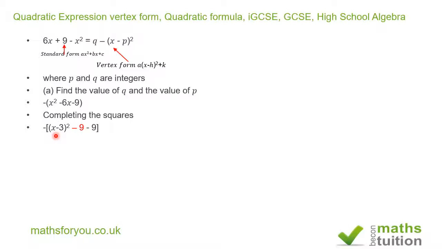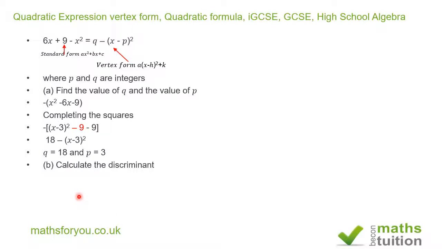Now, this minus 9 in red is because when you expand the inner bracket, you get x squared minus 6x plus 9. In the original expression there is no plus 9, so we need to remove plus 9, hence minus 9 there. And minus 9 minus 9 gives us minus 18. When we open up the outer bracket, we have plus 18 minus x minus 3 all squared, in which case the value of q is 18 and the value of p is 3.